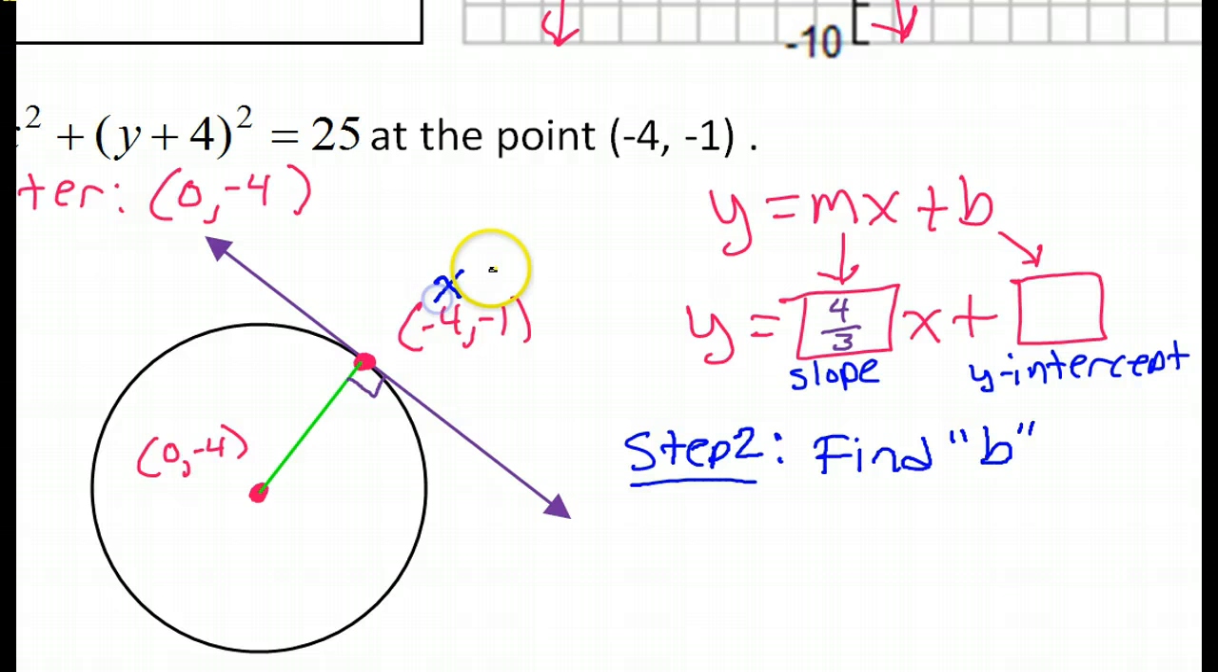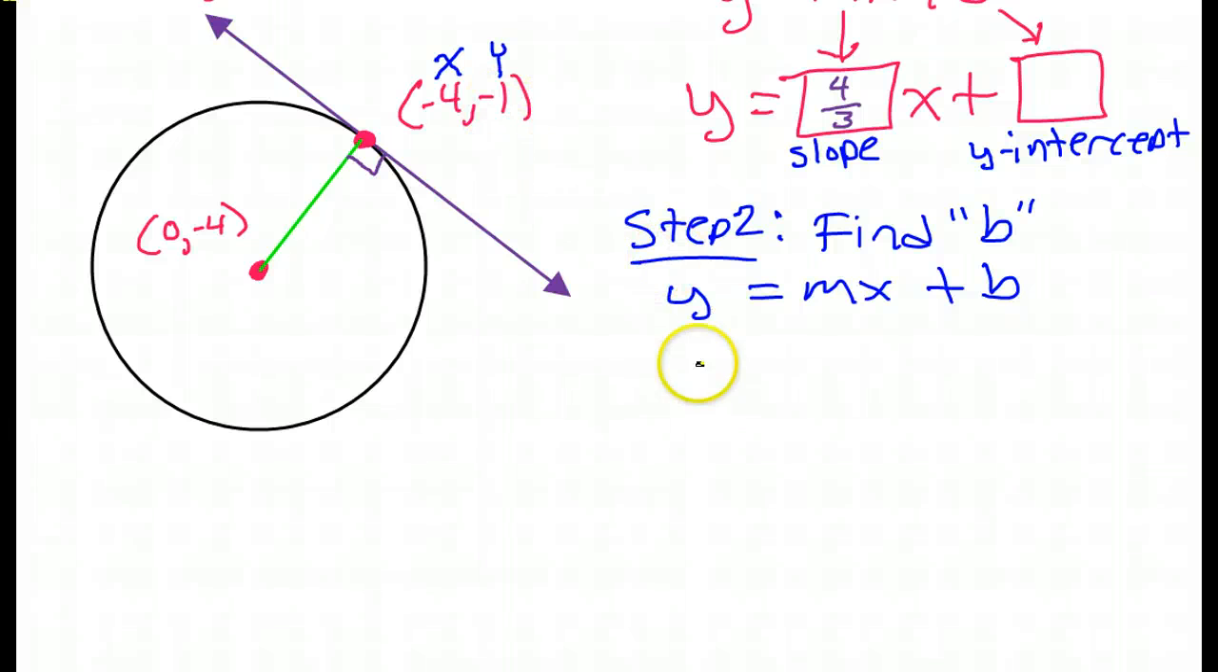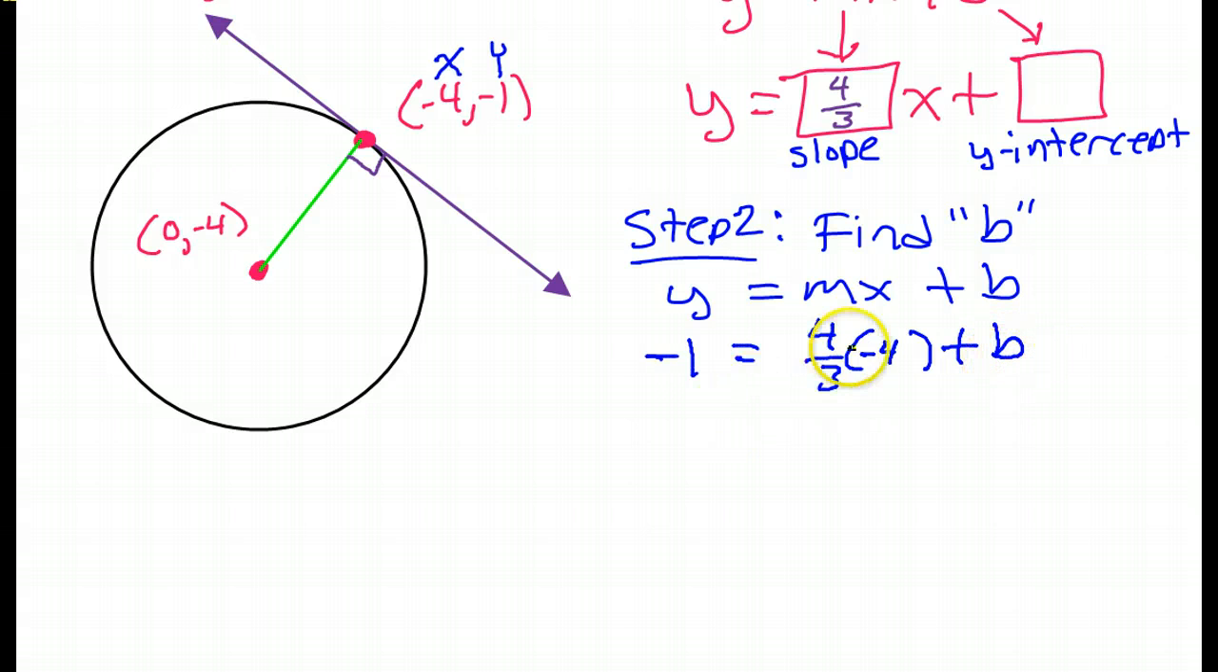Of course, this is x and this is y. So as we plug into y equals mx plus b, the y value is -1. The m is the slope that we just found, 4/3. The x value is -4. And we're finding b. Put this in your calculator if you have to. But it should be -16/3 plus b.